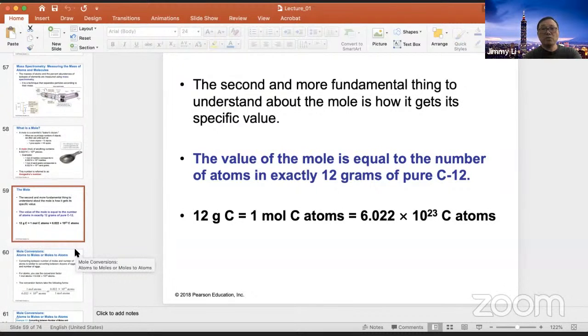But can you imagine one day you are making 1 mole of dollars? How much is that? It's 6.022 times 10 to the 23rd dollars. That's how big a mole is.